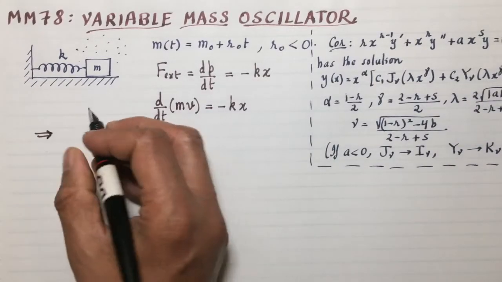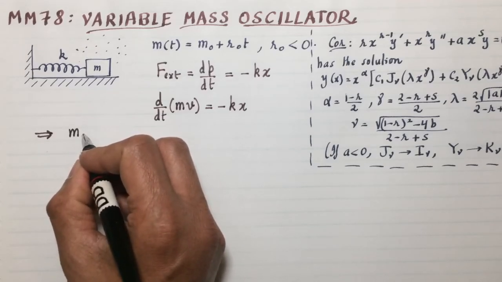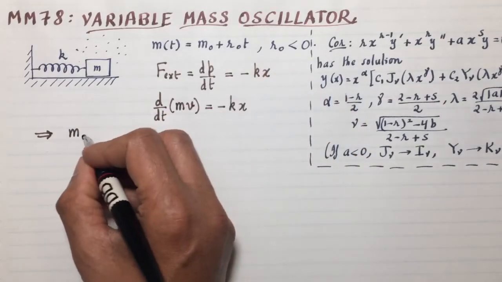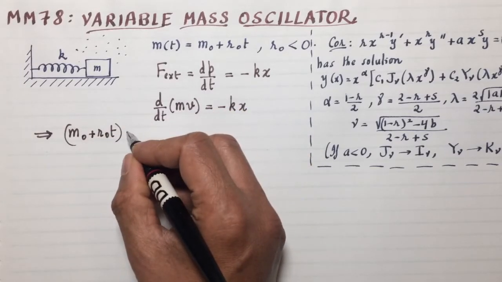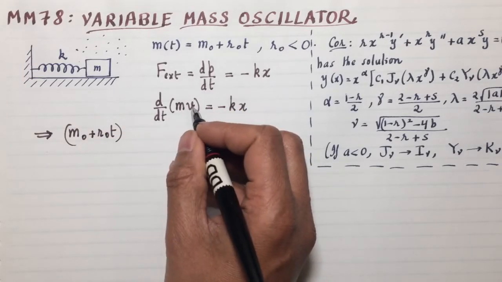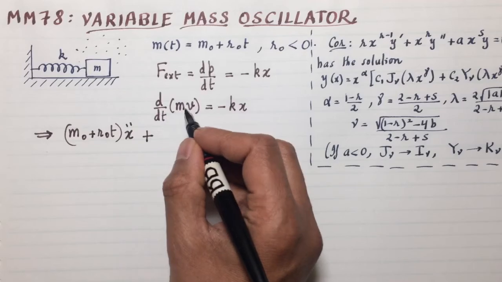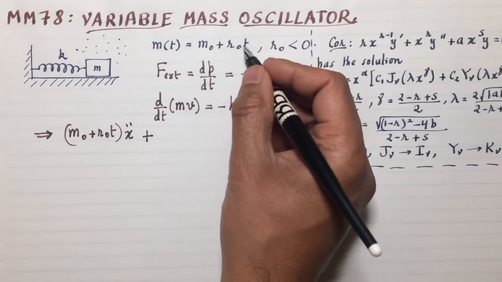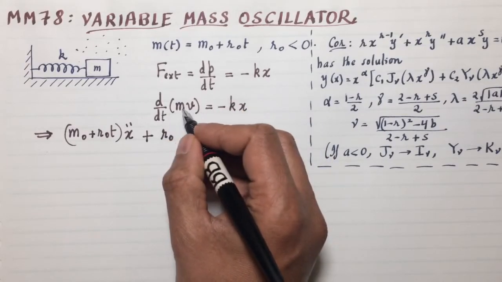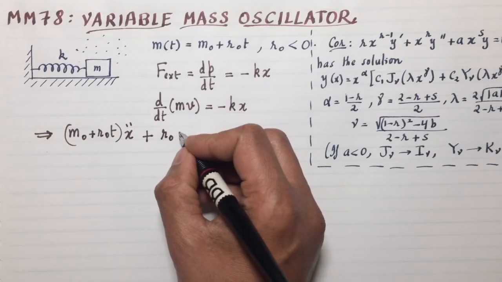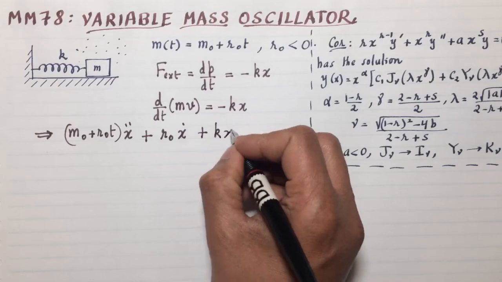So if you expand this out, I'm going to end up getting mass as a function of time, which is m0 plus r0 t, times the rate of change of velocity, which is acceleration, so I'll write that as x double dot, plus this time I differentiate the mass with respect to time, so I get r0, and then velocity, which is x dot, and I'll bring the kx to this side, plus kx equals 0.